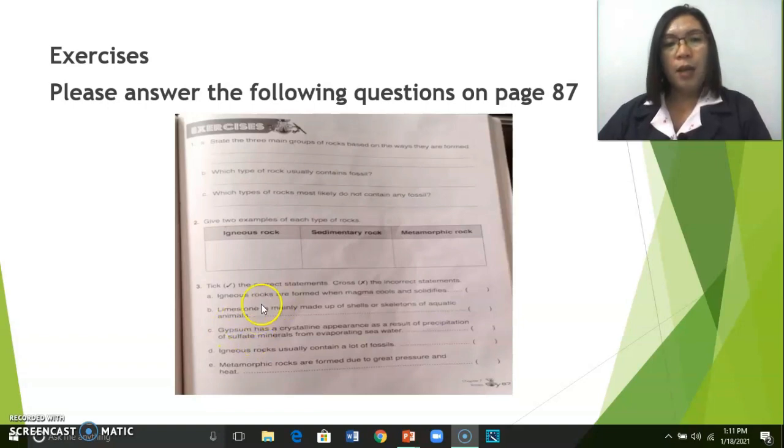Then number 3, you are only going to tick the correct statements and put an X or cross for the incorrect statements. You can find this from our discussion, and you are also going to look at your books, and then you can answer these questions.